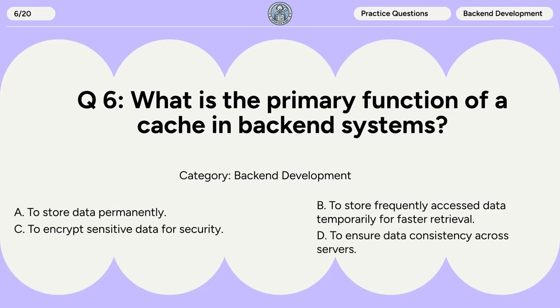Question 6. What is the primary function of a cache in backend systems? A. To store data permanently. B. To store frequently accessed data temporarily for faster retrieval. C. To encrypt sensitive data for security. D. To ensure data consistency across servers.